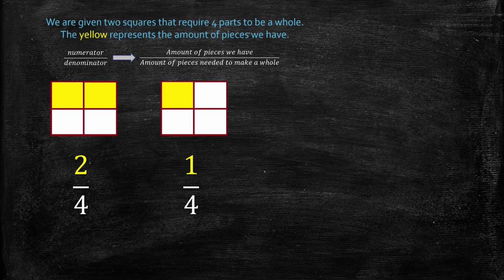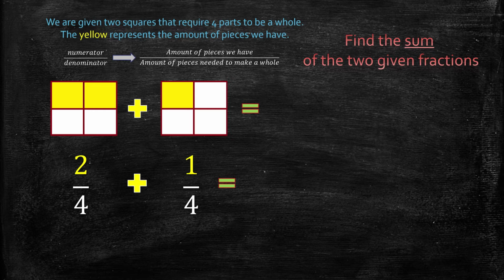Now for the square on the right, it still requires 4 parts to be a whole. However, only one square is yellow, giving us a numerator of 1. Now, find the sum of the two given fractions. Well, remember, sum is an addition term. So we're going to add these fractions.